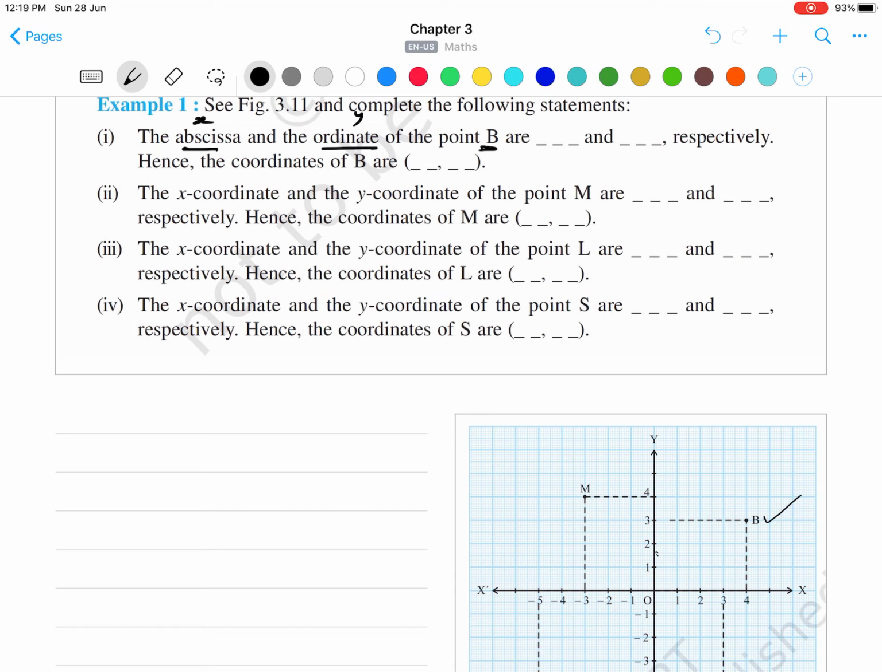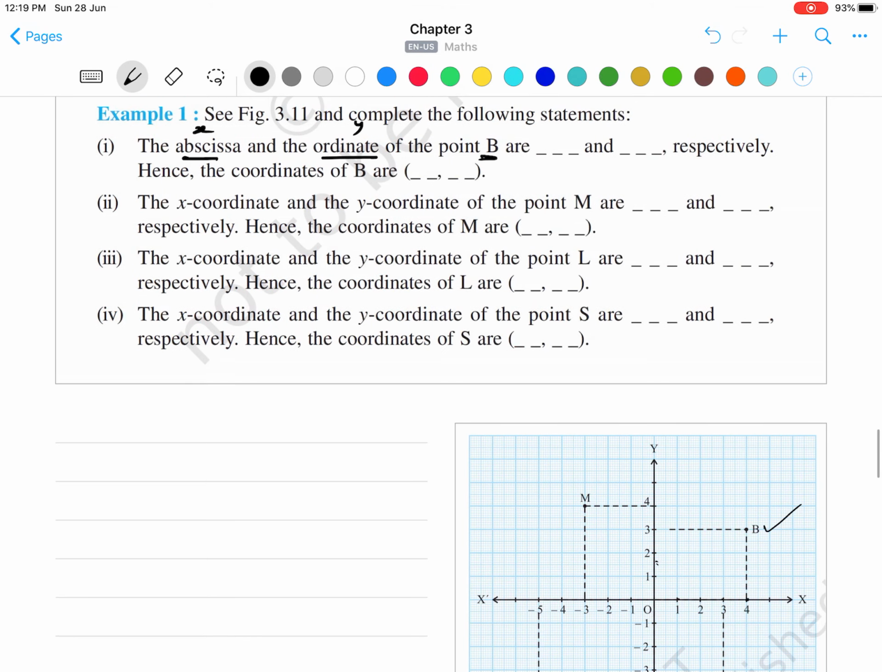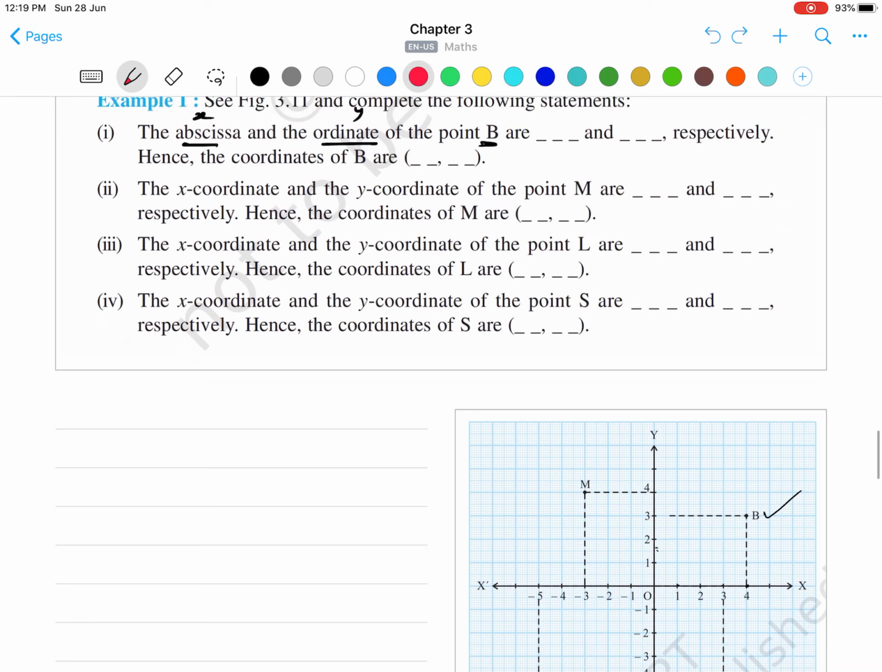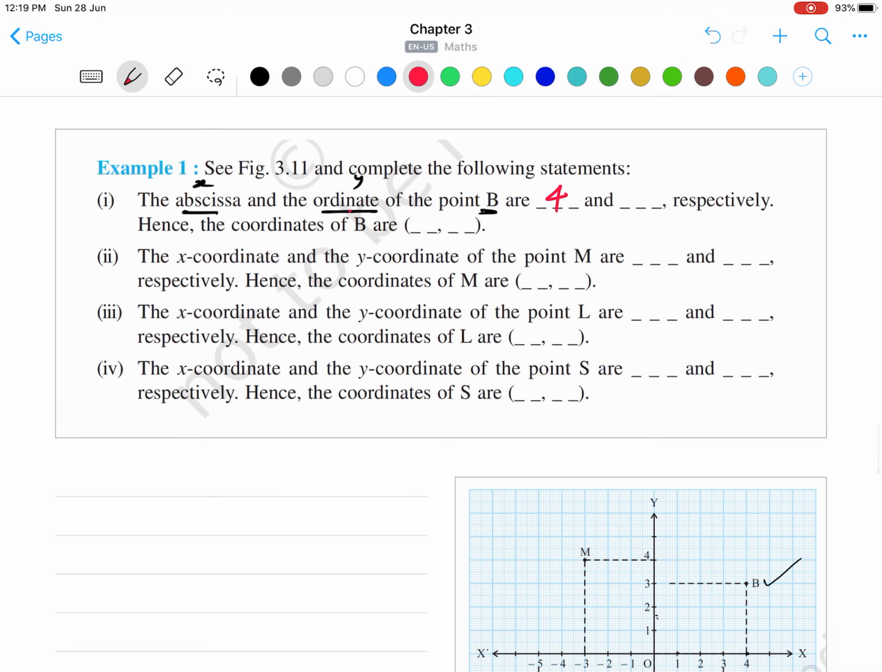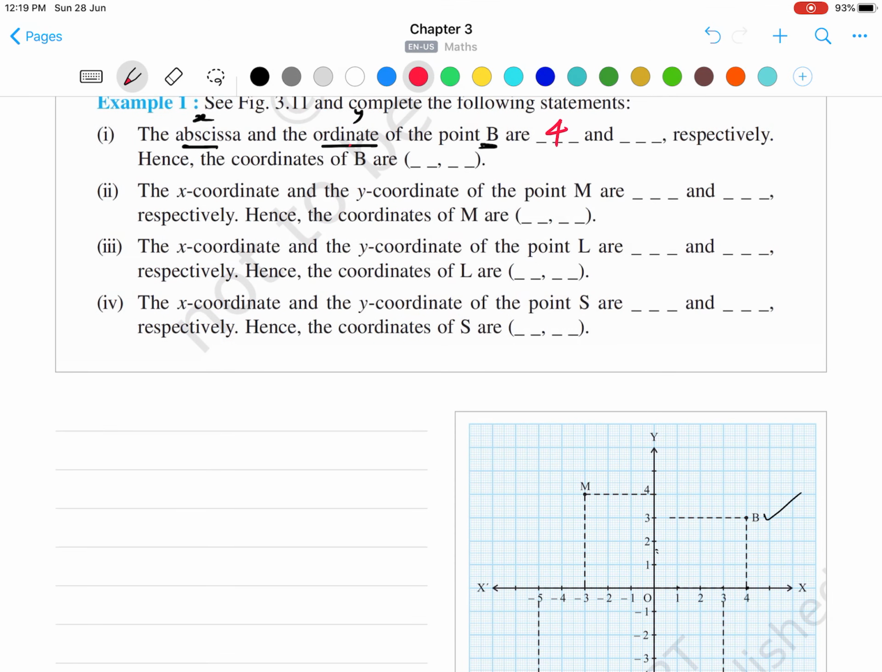From here we will count 1, 2, 3 and 4. So the x coordinate here is 4. So we'll write the x coordinate, that means abscissa, is 4. Okay, let me use a different color pen. Let's use red. This x coordinate is 4, and you also write the ordinate, that means the y coordinate, the distance on the y axis, which is 3.